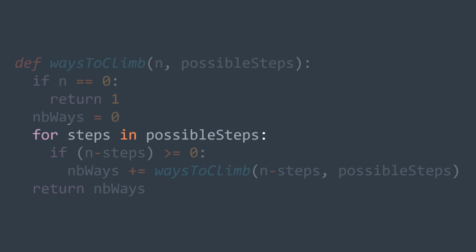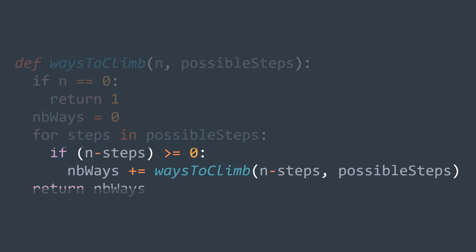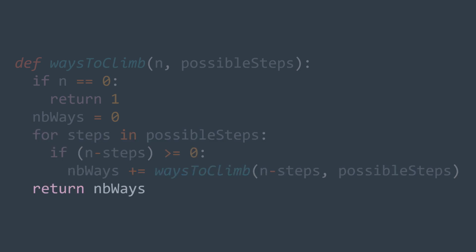Else, we create a variable nb ways to solve the sum, then for each steps in possible steps, if n minus steps is positive, we add the number of ways to jump to n minus steps. The condition of n minus steps being positive is important because we can't jump to step minus 1 or minus 2 for example. After the loop, we just return nb ways. It's possible that you didn't fully understand the process of this second example, but don't worry, you'll better understand in the next lecture because we'll visualize the process through the recursion tree. See you there.